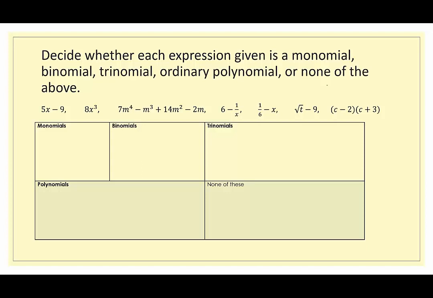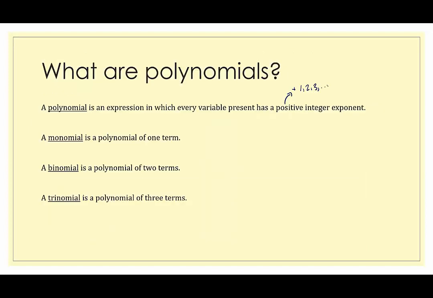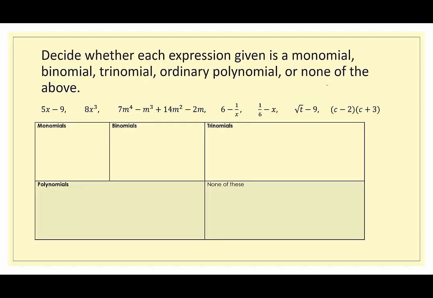Okay, so we're going to apply these definitions of polynomial, monomial, binomial, trinomial, or maybe it's none of the above, and we're going to look at this list and put each of these expressions in their place. First up, we have 5x minus 9. First of all, we're going to start with that polynomial definition. We want to make sure that whatever we're dealing with is a polynomial, and then is it a more specific type. The only variable I see here is x. X doesn't seem to have an exponent, which means it has the invisible 1 exponent. 1 is a positive integer. So yes, this is a polynomial.